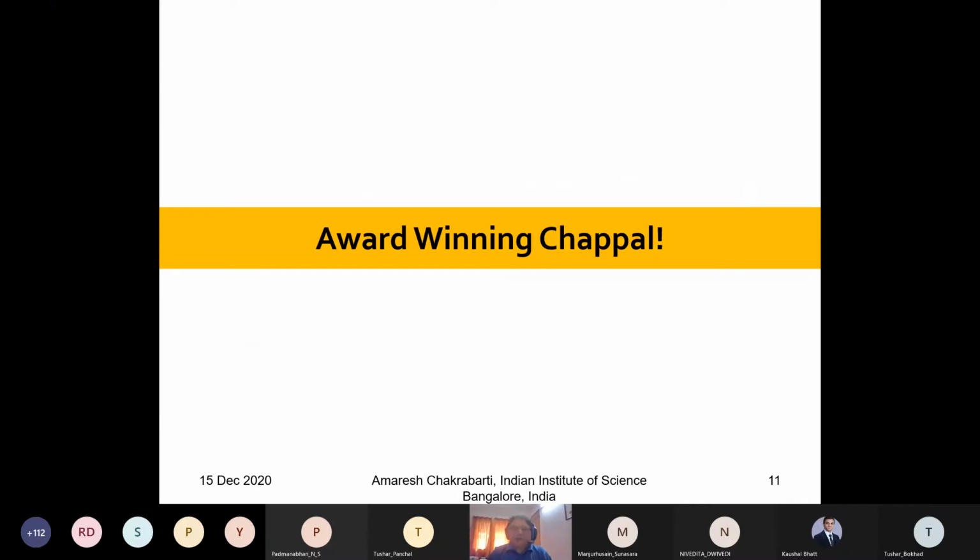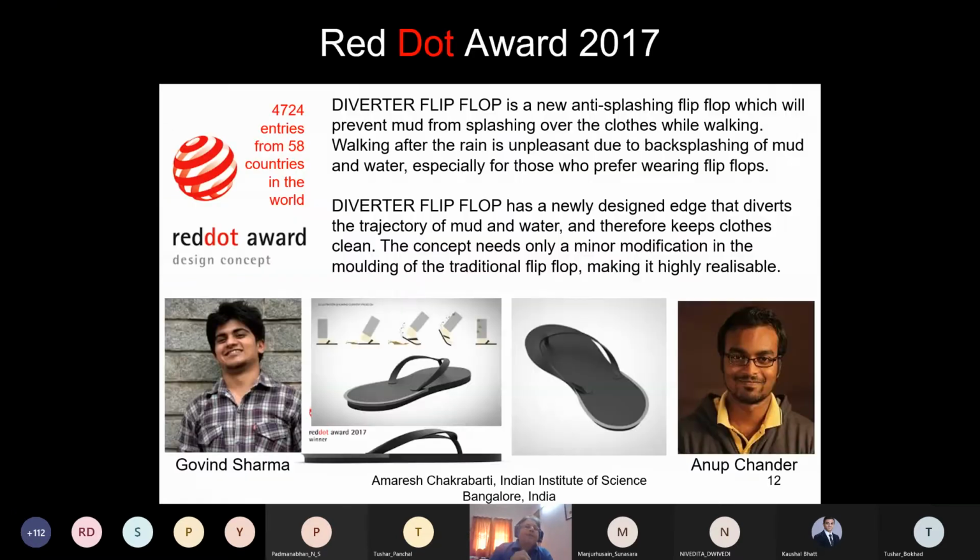I will give you some stories of success. So let's look at some success stories. This is an award-winning chappal that was designed by two of our ex-students, Govind Sharma and Anup Chander, who won the Red Dot Award, which is like the Oscar of design awards, where 4,724 entries from 58 countries participated, and they got the award for this concept.